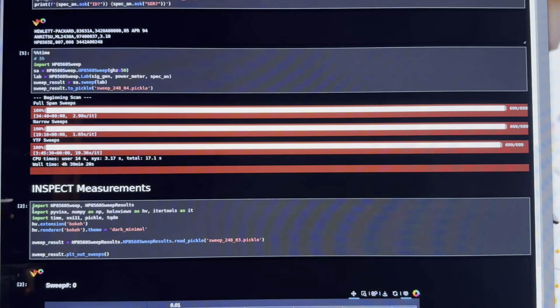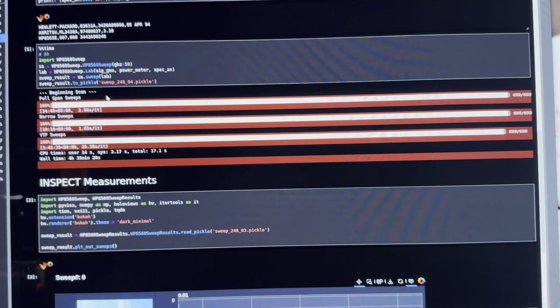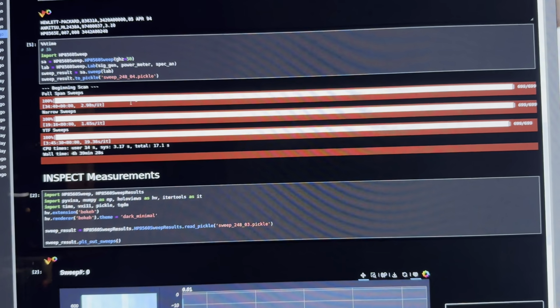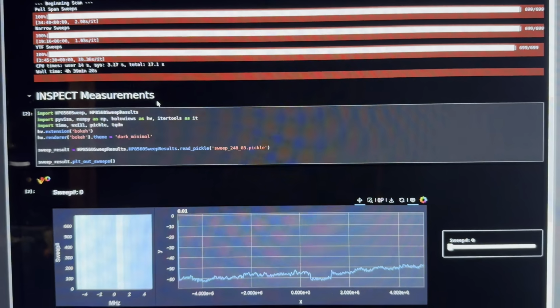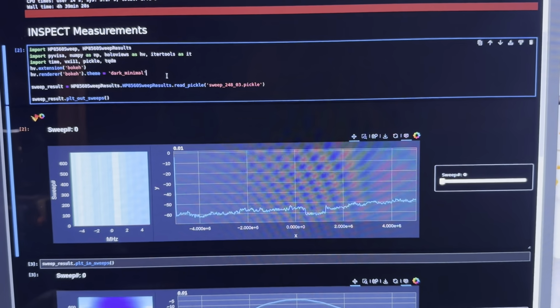Well, the future is now and the job is finished. So we have all three types of sweeps. We have zoomed out sweeps, narrow sweeps, and those YTF sweeps that took us all those hours to complete, and they're all done now. So let's look at the results.